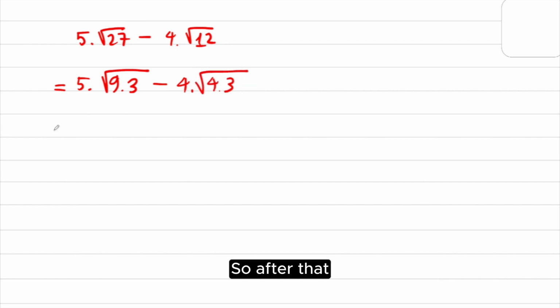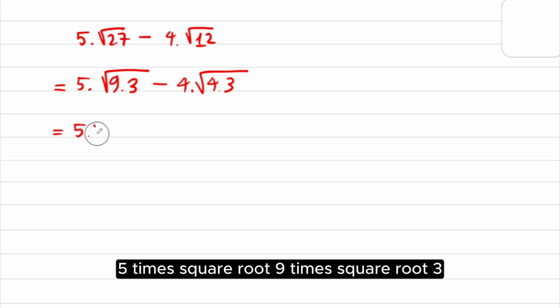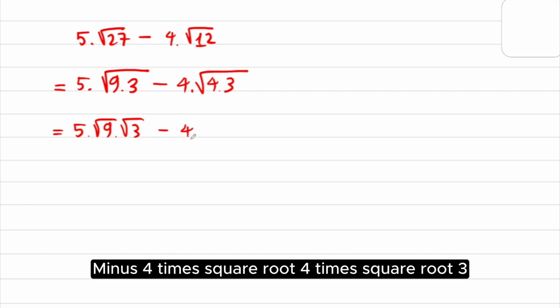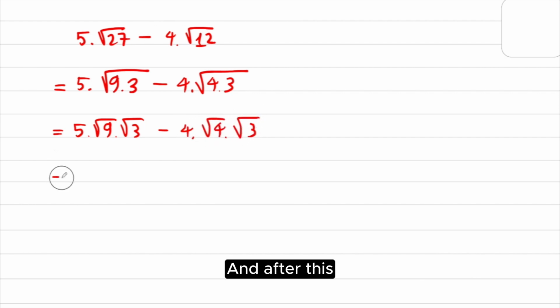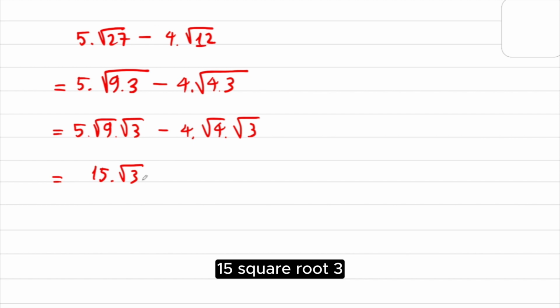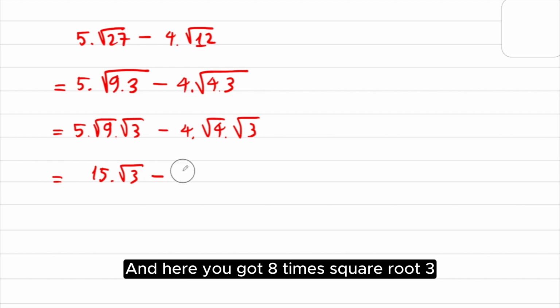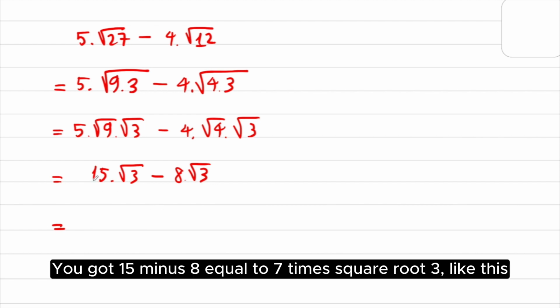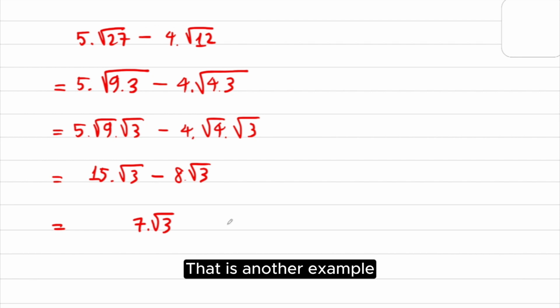After that I can write down 5 times square root 9 times square root 3 minus 4 times square root 4 times square root 3. Then square root 9 is 3, times 5, you get 15 square root 3, and here you get 8 square root 3. After that 15 minus 8 equals 7 times square root 3. Okay, that is another example.